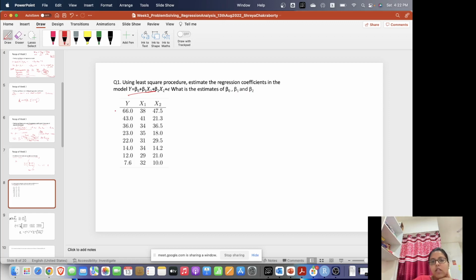The first and foremost thing is to write this down in terms of the formal matrices. So let us define a y vector. This would be my vector of observations. What would be the dimensions of this vector? There are 1, 2, 3, 4, 5, 6, 7, 8, so it would be an 8 cross 1 vector. Fine. So let us write this down. This is 66, 43, 36, 23, 22, 14, 12 and 7.6. This is my y vector.